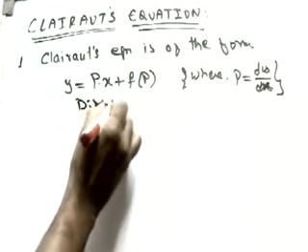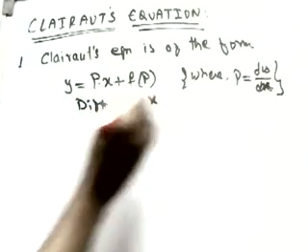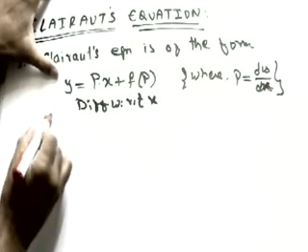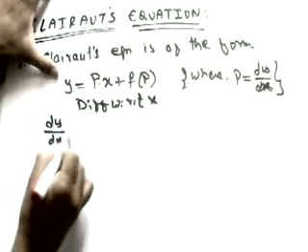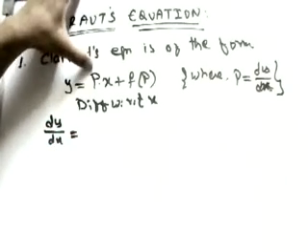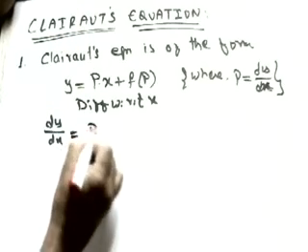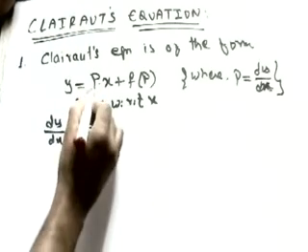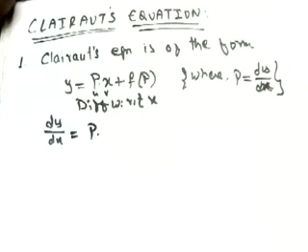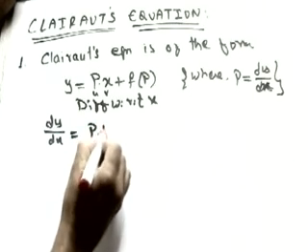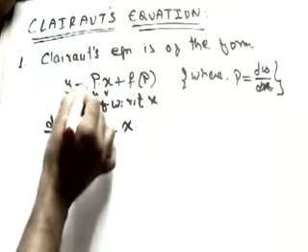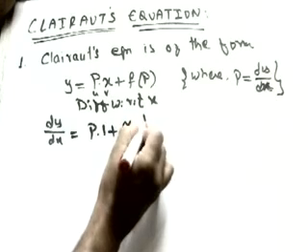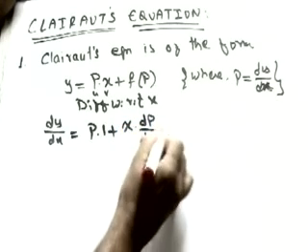Now do one thing: differentiate this with respect to x. If you differentiate y, it will be dy by dx. Now these two are multiplied, like uv. We already know d by dx of uv is u d by dx of v plus v d by dx of u. So d by dx of x is 1, plus v, which means x, and the differentiation of this will be p.